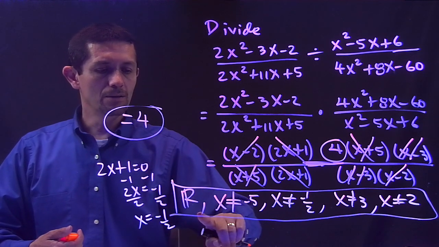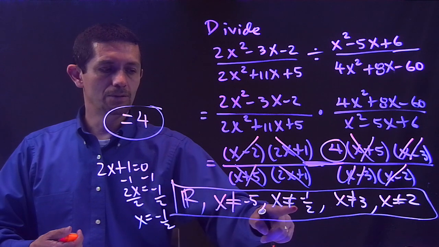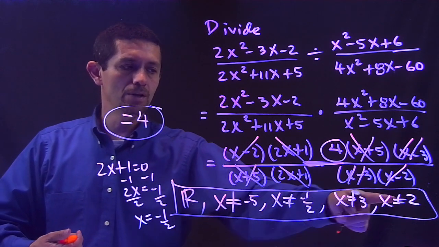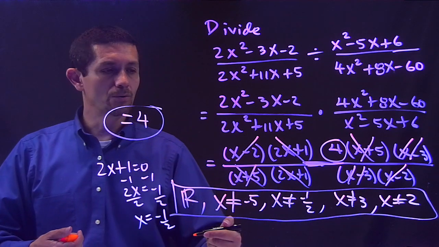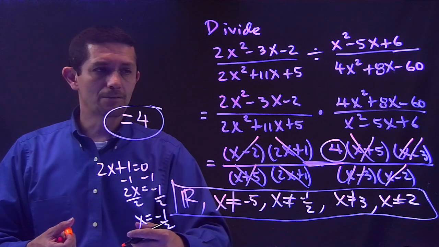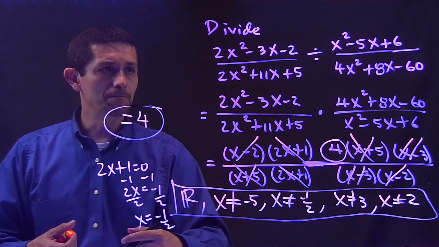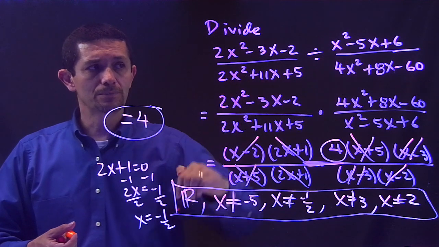If they ask for the domain, it will be all real numbers. x has to be different from negative 5, different from negative 1/2, and different from 3 and different from 2. Okay, and that'll be your answer. Long process, so practice a lot. That's how you divide rational expressions.